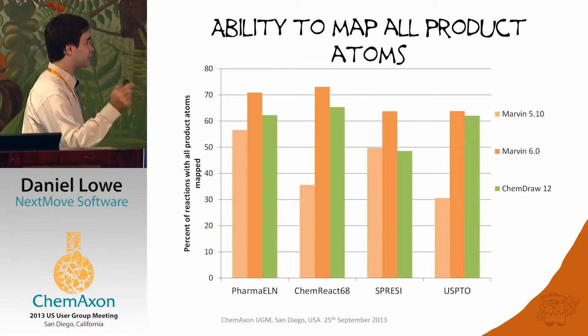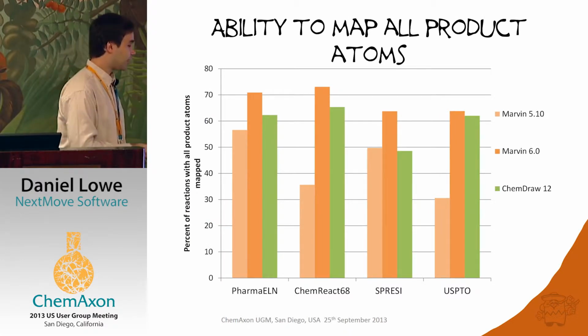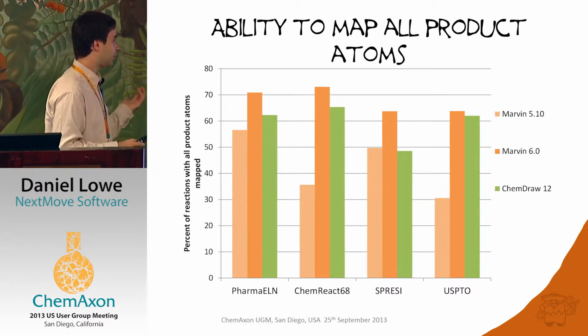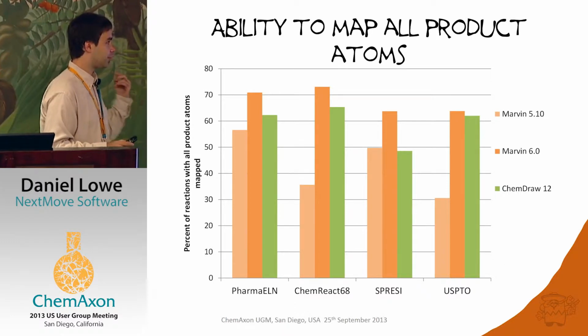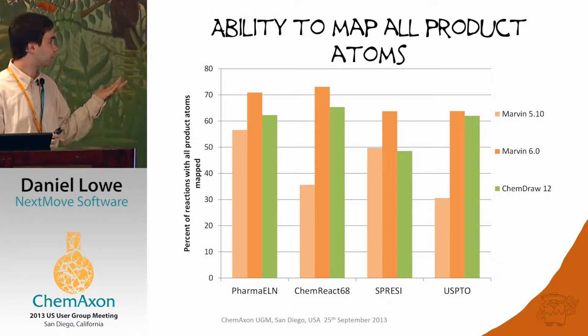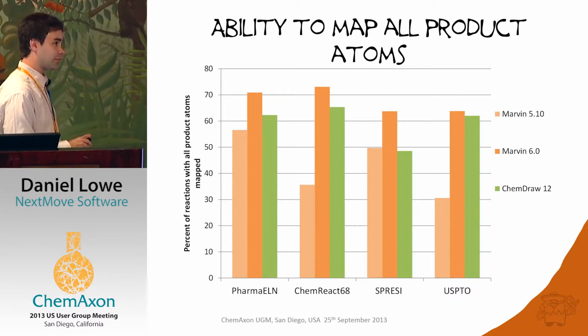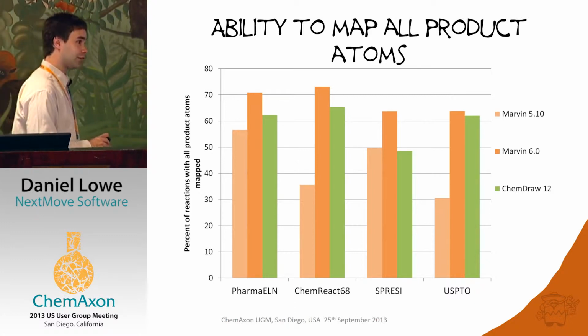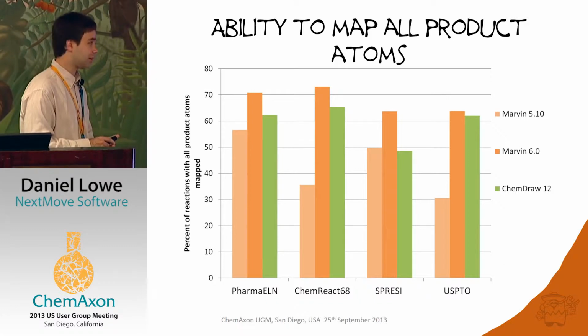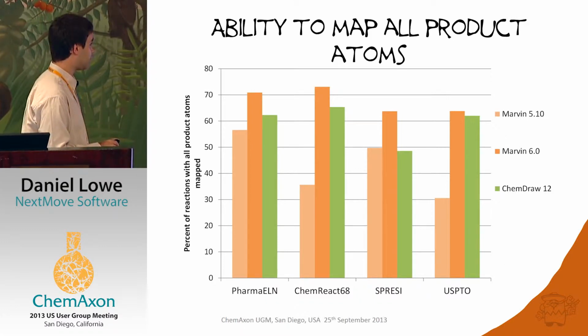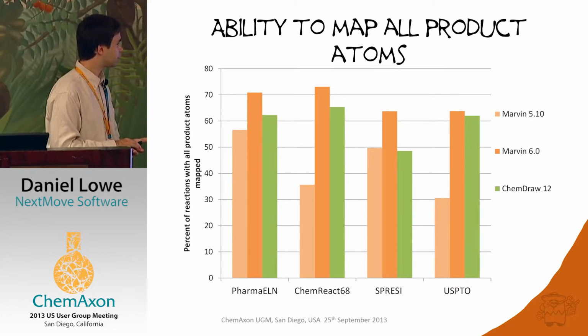So on to the graphs. On the left bar is the version 5 result. Then you've got version 6, and I've thrown in ChemDraw for a comparison. And as you can see, the difference between version 5 and version 6 is pretty stark. There's a vast improvement. It's now a pretty competent algorithm. Very good. There's not anything more to say, really.